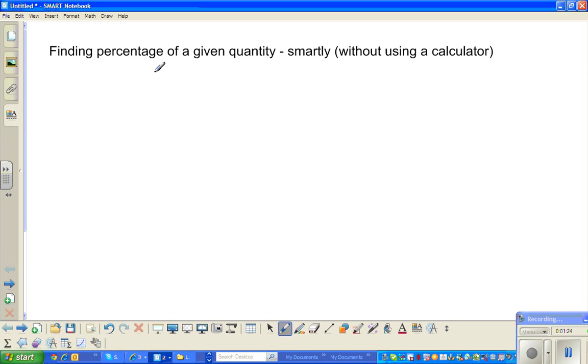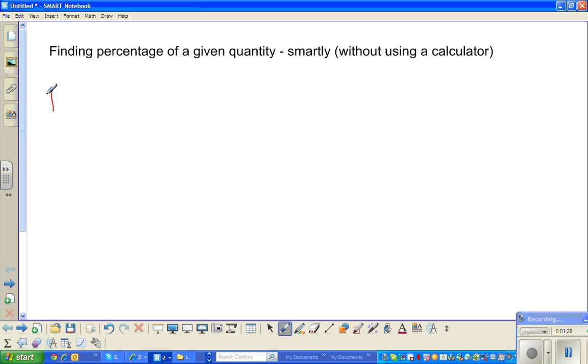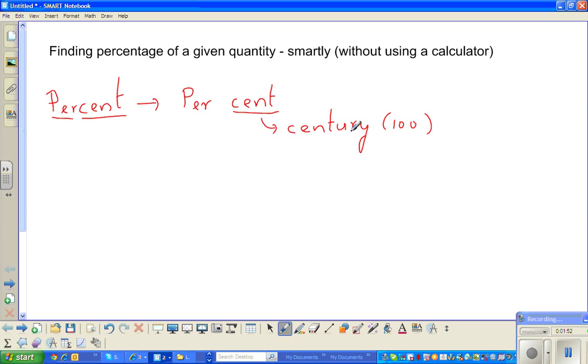So I will start with the word percent. Let me write the word percent or percentage. You can break this into two words, which is per cent. Now cent has come from the word century, and you should know century is 100, and per means every. So every 100. If you want to understand the word percent, it means out of 100. That is what percent means in the simplest way.